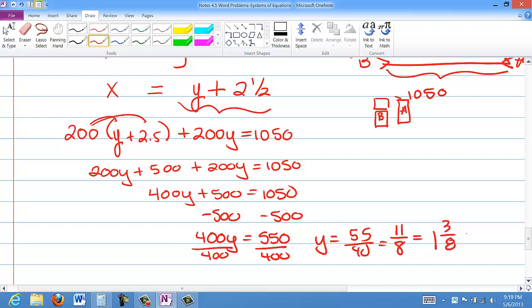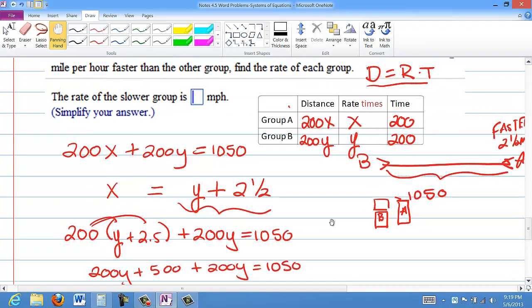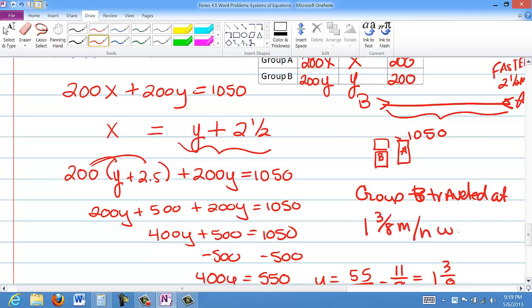So I have found that y, which is going to be my group B, which is my slower time, so group B traveled at 1 3/8 miles per hour, while group A traveled, so we need to figure out what group A traveled at.